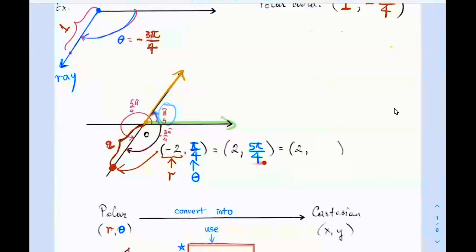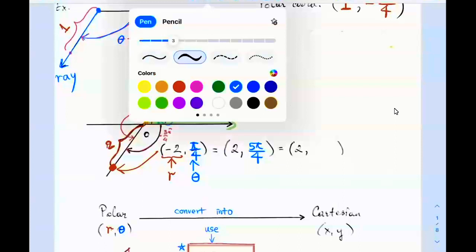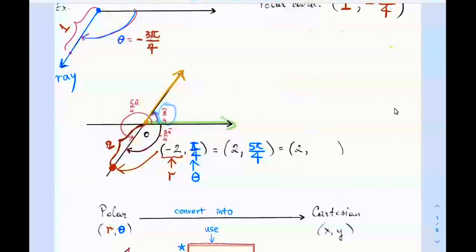Can I ask a question? Sure. So it's negative because of going counterclockwise, and not because... In general, can you say again what the difference between negative and positive is? Okay, very good, I'm glad that you asked. Suppose the ray points this way, and then this is the theta right here.